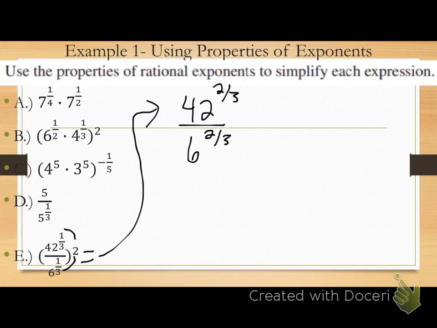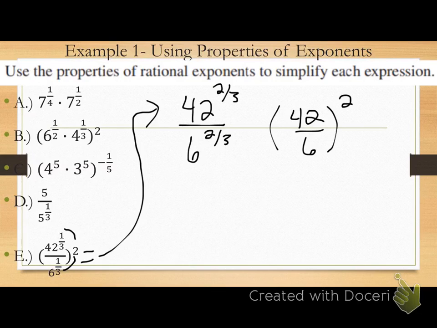You're on the right track. Kind of undistributing the 2/3, though. So what would that look like if I undistributed the 2/3? What would be outside the parentheses? 2/3. What would be inside the parentheses? 42 over 6. There you go.